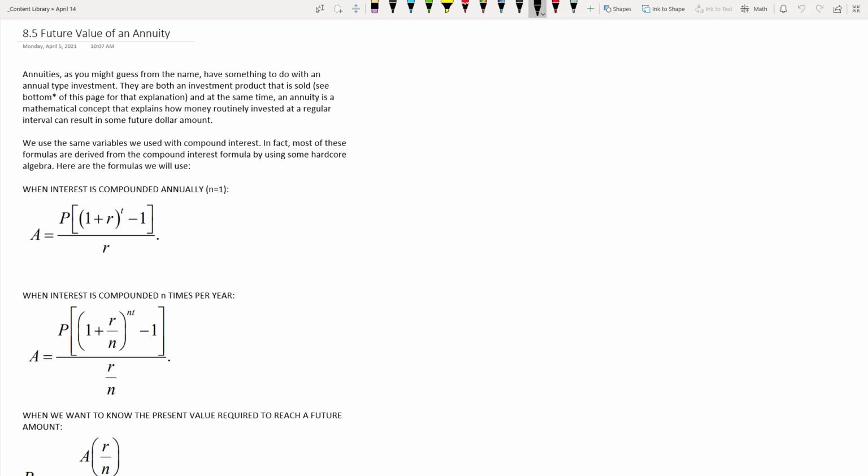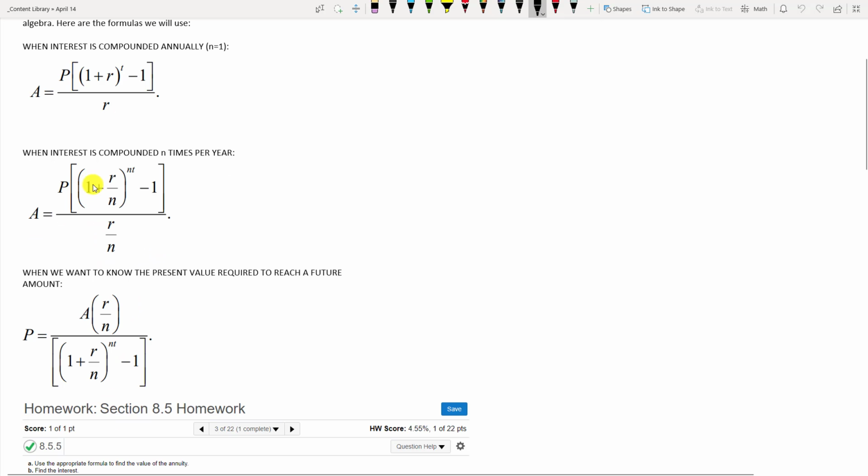We use all these same variables that we use with compound interest, the A, the P, the R, the T, and the N. And we have these formulas that are derived from the compound interest formula. So the future amount here, when the interest is compounded annually, the N is equal to 1. That's a pretty basic formula. It's basically this same formula down here, but when N becomes 1, it simplifies to this. The example I'm going to work here in a minute is going to use compounded N times per year.